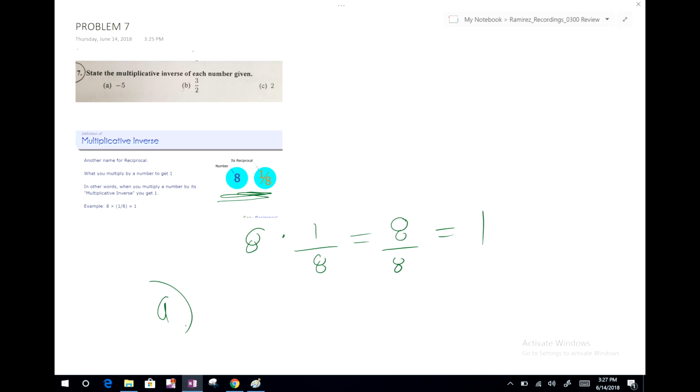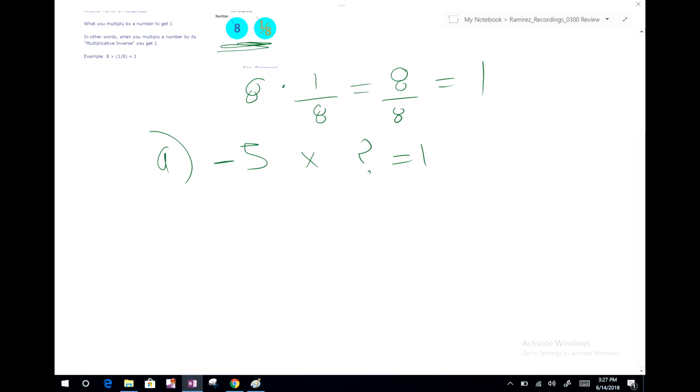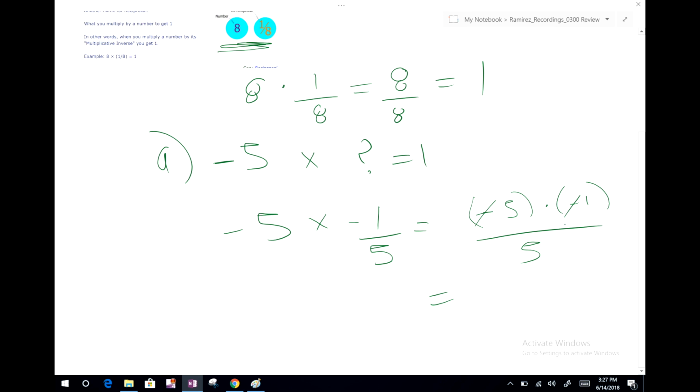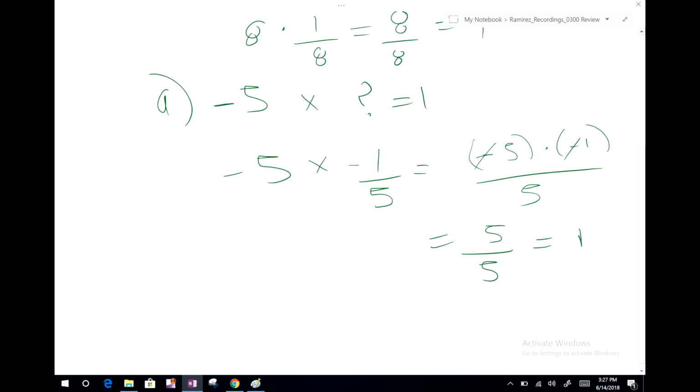So for A, we have negative 5. So negative 5 times what number is going to give us 1? So the reciprocal of negative 5 is negative 1 over 5, because we need to be able to cancel those negatives out as well. So negative 5 times negative 1 over 5 is going to give us negative 5 times negative 1 over 5, which, you know, these negative signs cancel, so 5 times 1 is just 5 over 5. 5 over 5 is just 1.